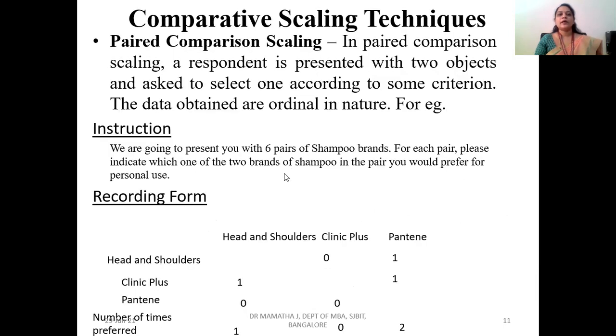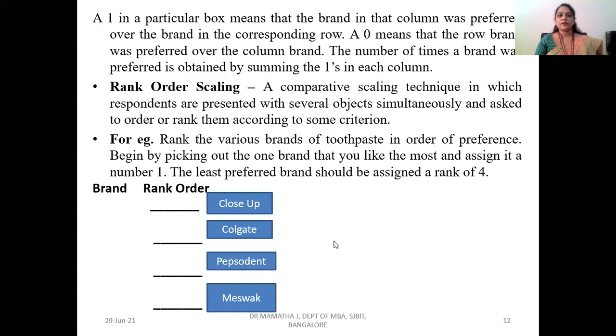Under this we have paired comparison scaling. In paired comparison scaling, a respondent will be presented with two objects and asked to select one according to some criteria. Here also the data obtained is ordinal in nature. First we present six pairs of shampoo brands. For each pair, please indicate which one of the two brands of shampoo in the pair you would prefer for personal use. Now you give them the questionnaire and record the responses. For example, Head and Shoulders, Clinic Plus, Pantene. We are going to compare.